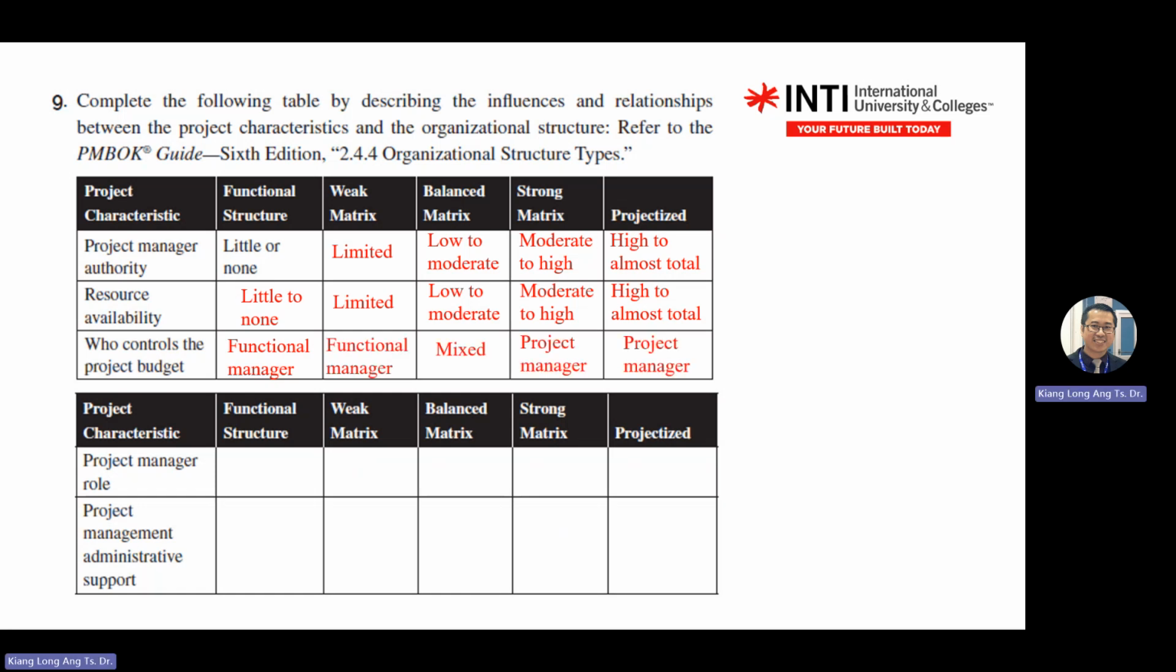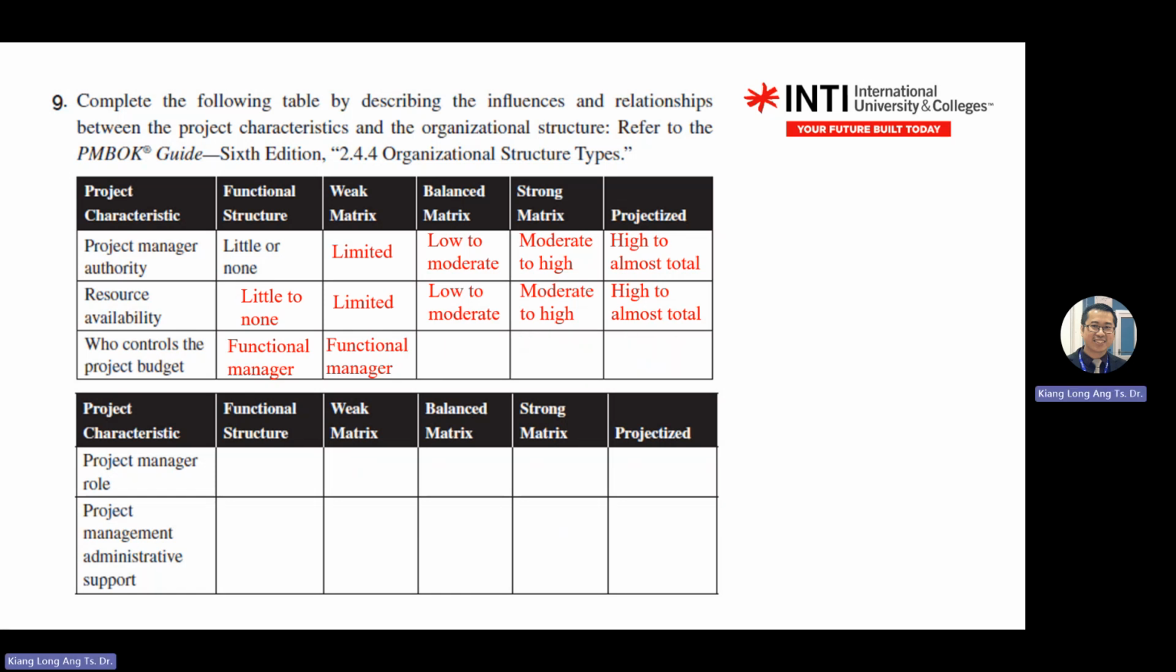Prioritize is PM. Balance is a mix, means both. Okay. So weak matrix is another, left-hand side is functional managers. Strong matrix is moving towards the PM side. Be careful. The question asks you who, so don't give little or this one.